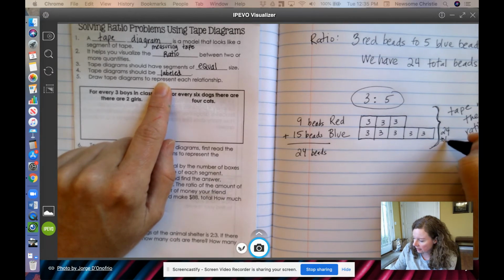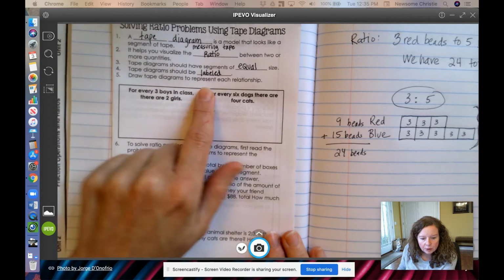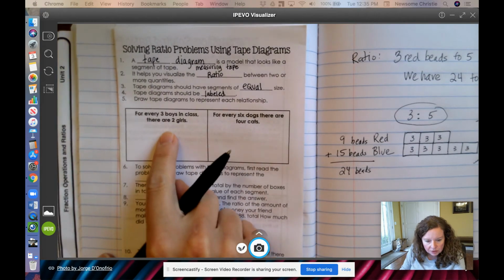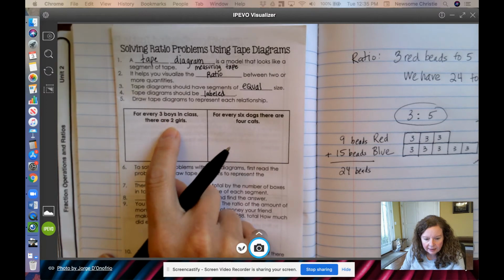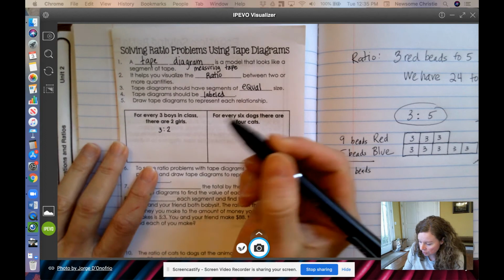And that's kind of how I do my labeling, and draw tape diagrams to represent each relationship. So let's try it. This one is just going to say for every 3 boys in class, there are 2 girls. So we have a ratio of 3 to 2.